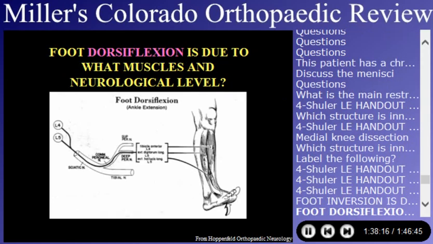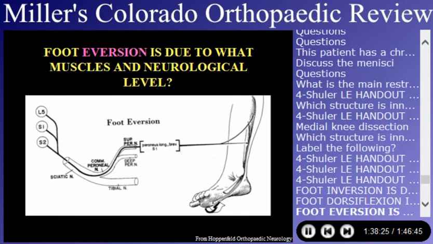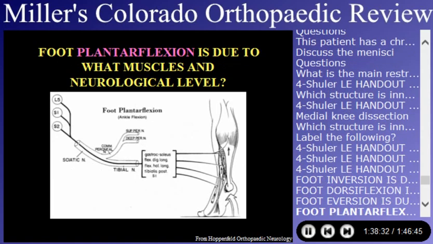Dorsiflexion is due to what? Tibialis anterior, EHL, EDL. Eversion, superficial peroneal nerve, peroneus longus and brevis. Plantar flexion, tibial nerve, S1 innervated.